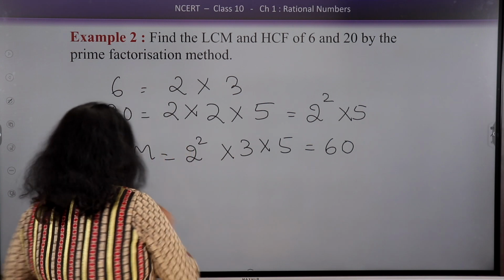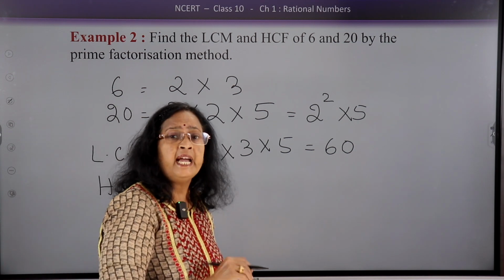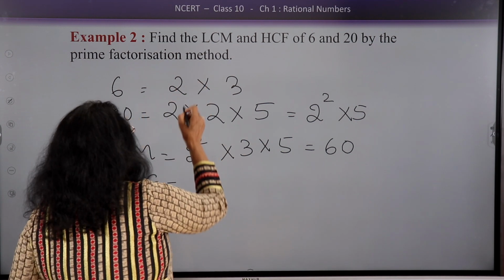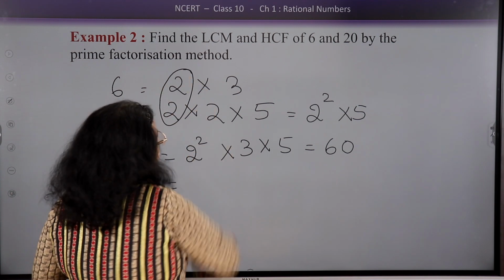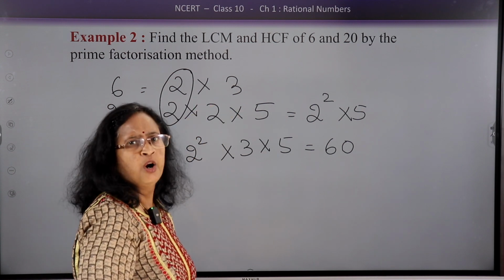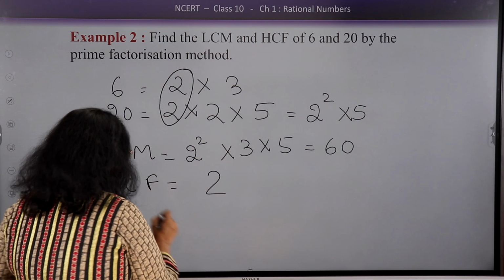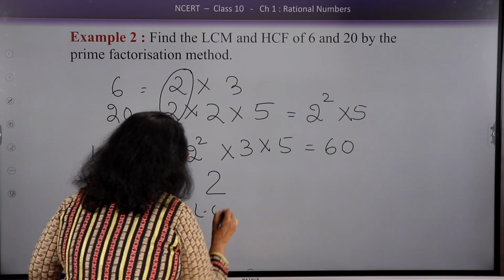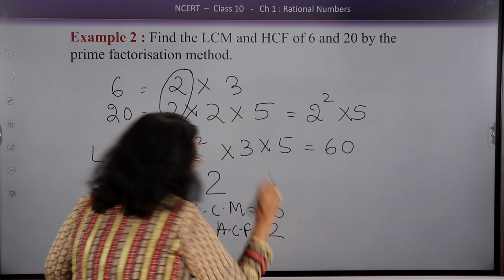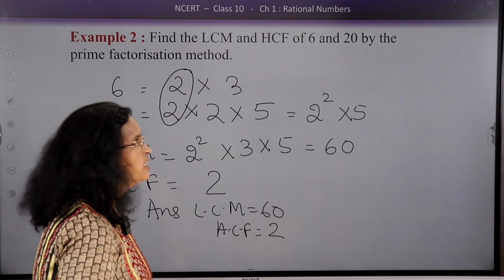LCM is 60. Now comes HCF. As the short form says, HCF, highest common factor, common. What are the factors common between both 6 and 20? Only 2. The common factor is only 2 and no other number is in common, no other factor. So HCF is 2. Alright, so now we write answer: LCM is 60, HCF is 2. This is the way we answer. Alright, so this is how we solve the questions in class 10.